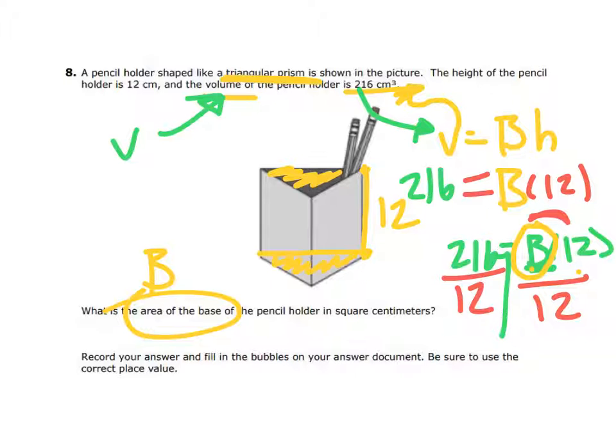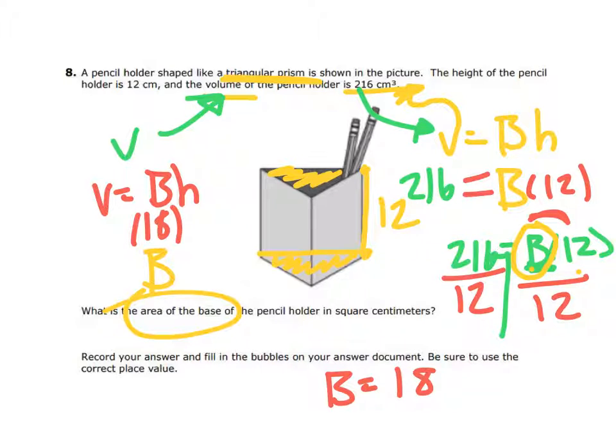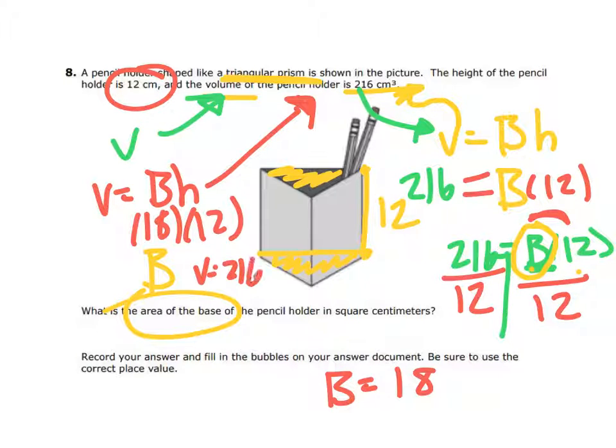When you do that, if you did it correctly, you should have gotten a total of capital B is equal to 18. Now you can go back and check that answer real easy by plugging it back into the formula. So V equals capital B H. So if I say capital B is 18, I know the height from the word problem says it's 12. It should all come out to 216. So when you do that, it does come out to 216. And so we know that this is the correct answer.